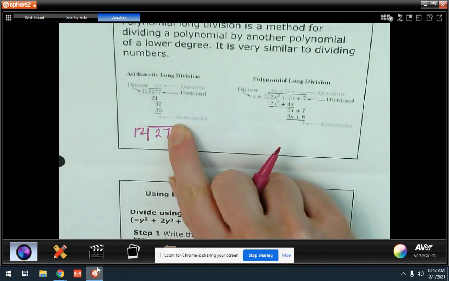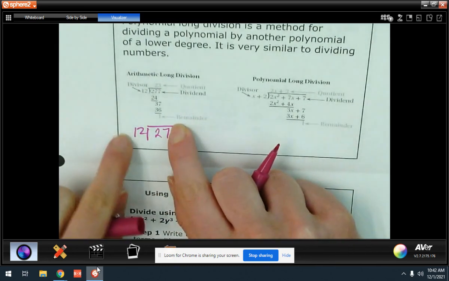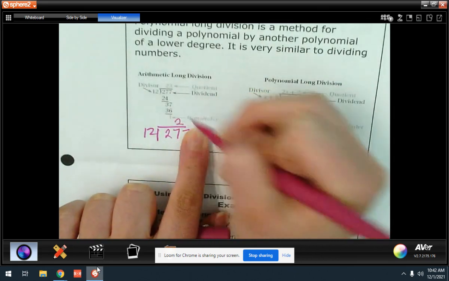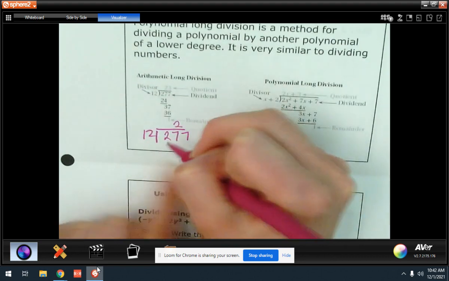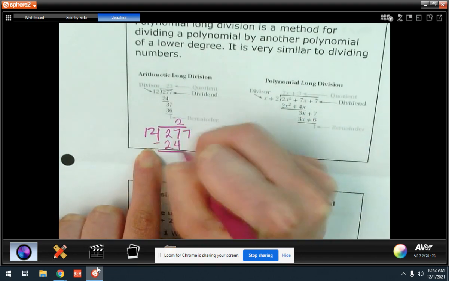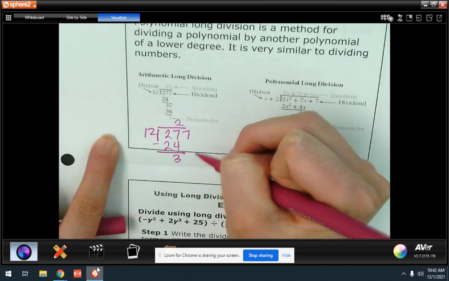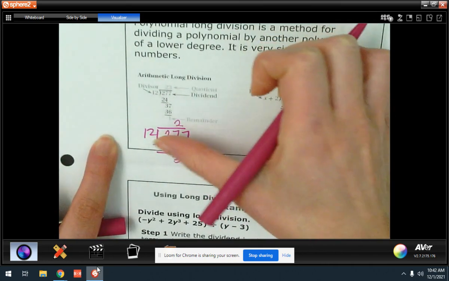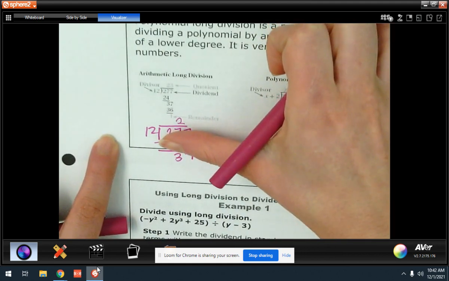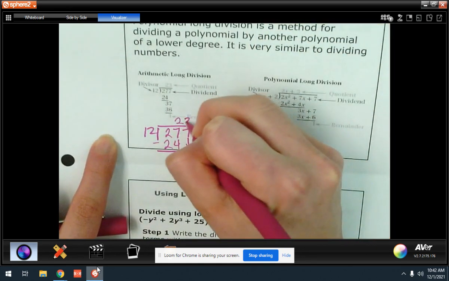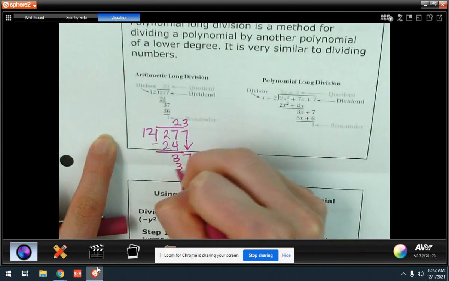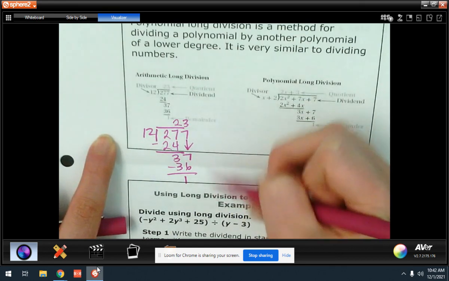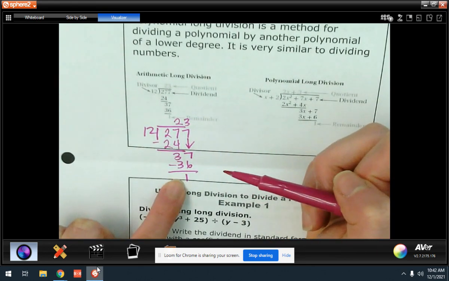You remember how you just look at the 27 and ask yourself, how many times does 12 go into 27? It goes into 27 two times, and then 2 times 12 is 24. Subtract gives you 3, and then you bring down that 7. And now you're asking yourself, how many times does 12 go into 37? Well, it goes in there 3 times. 3 times 12 is 36. You subtract, and you get 1. There's nothing else to bring down, and 12 doesn't go into 1.